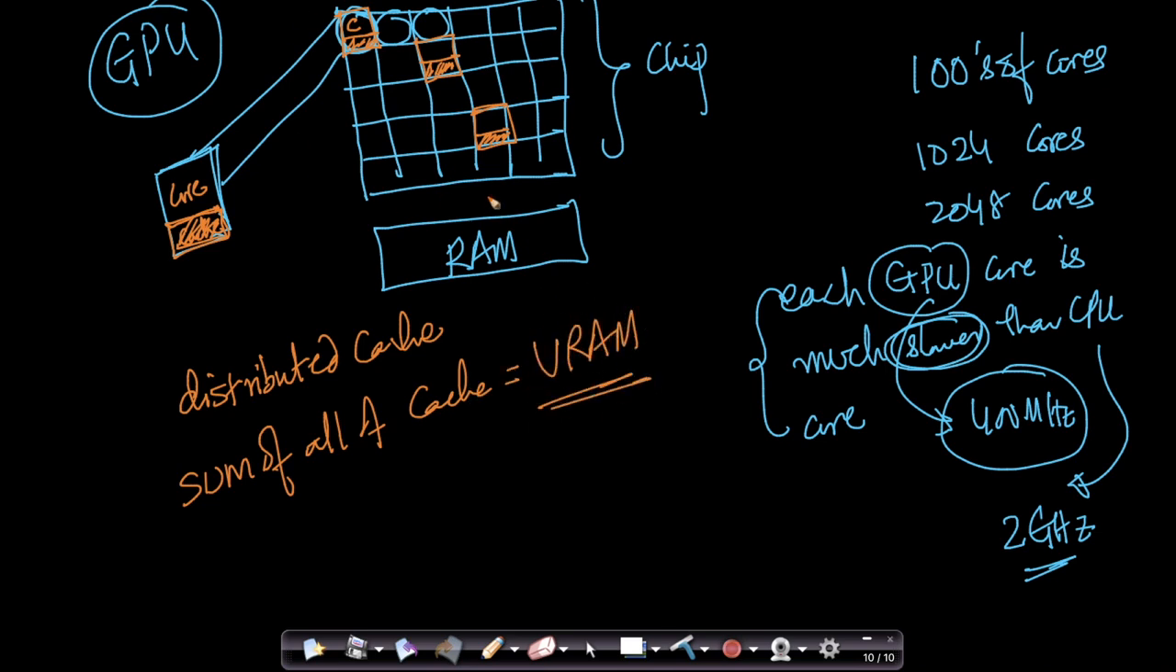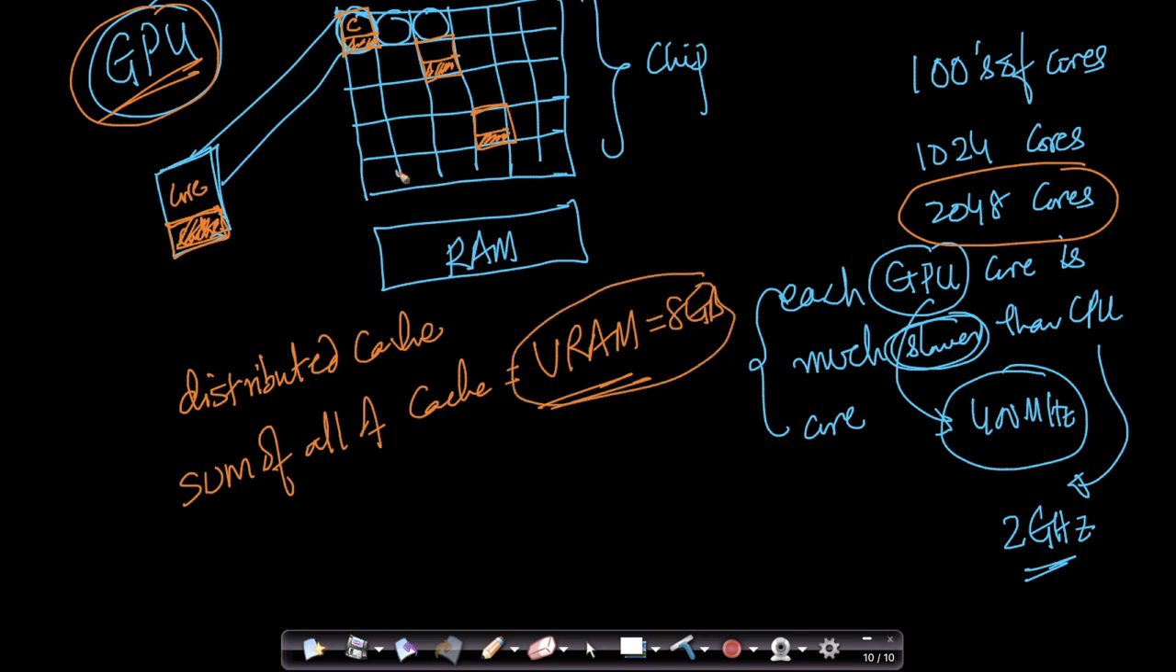So you might hear people say, this GPU has 2048 cores and it has a VRAM of 8 GB. What they mean when they say VRAM of 8 GB is basically, if you sum up the storage that is there in all of these caches across these thousands of cores, the sum of all of them is 8 GB. And since this data is very close to the computational unit, it can perform an operation on this data very fast. This core can operate on this data very fast.